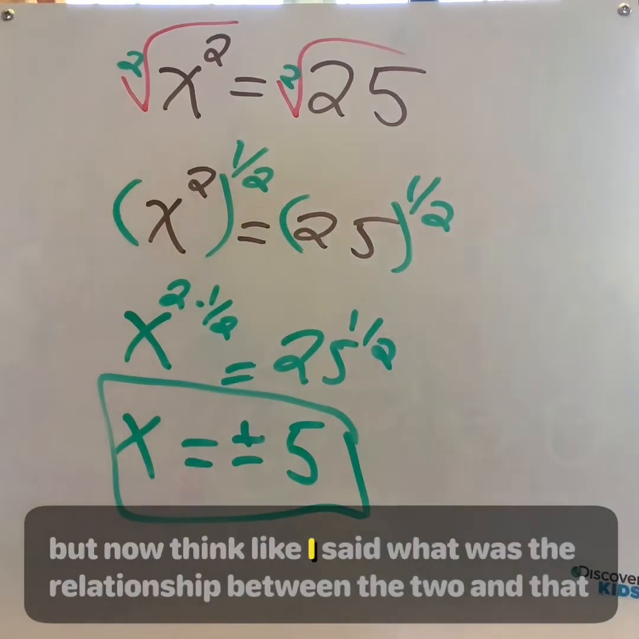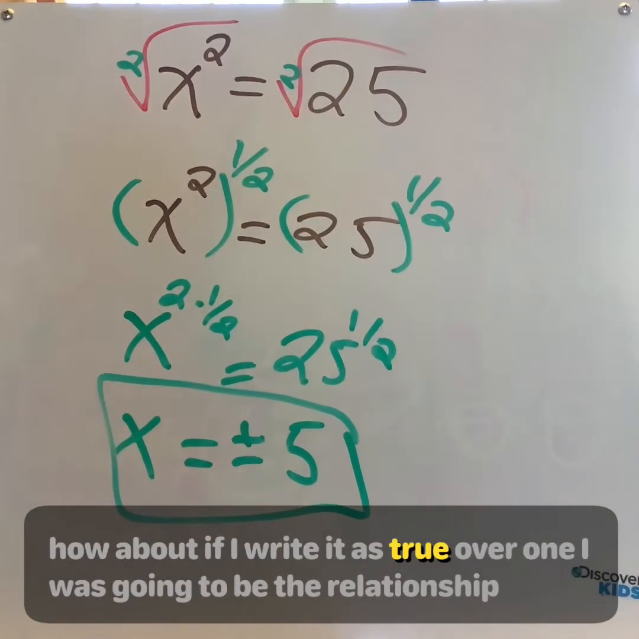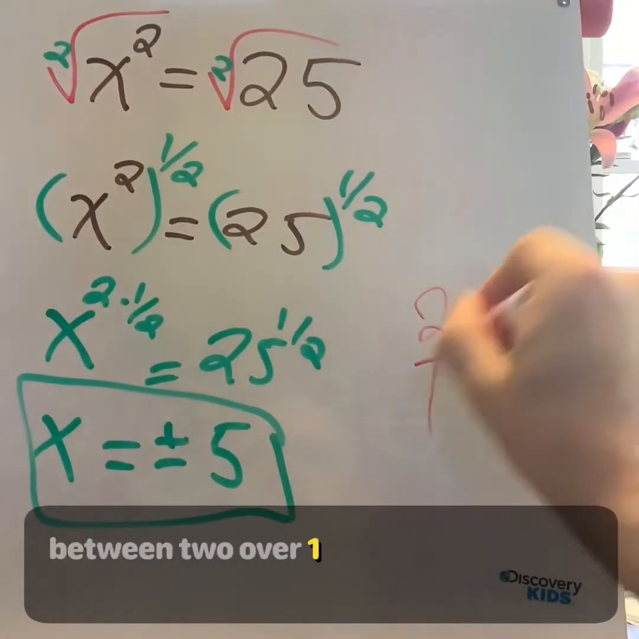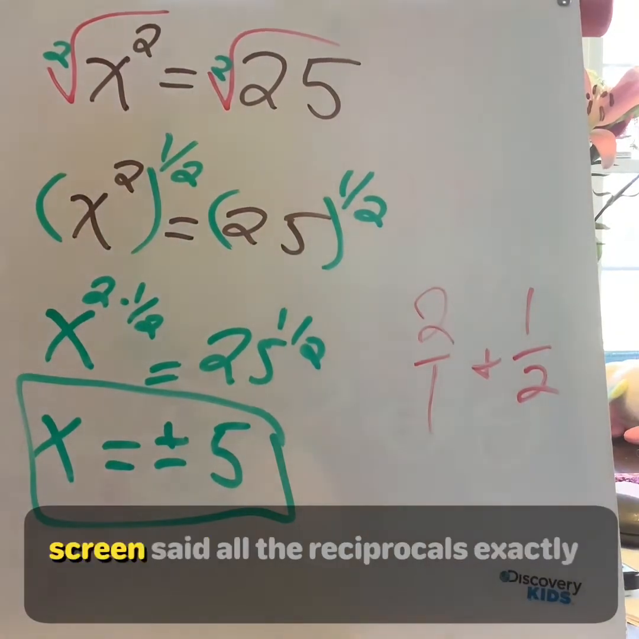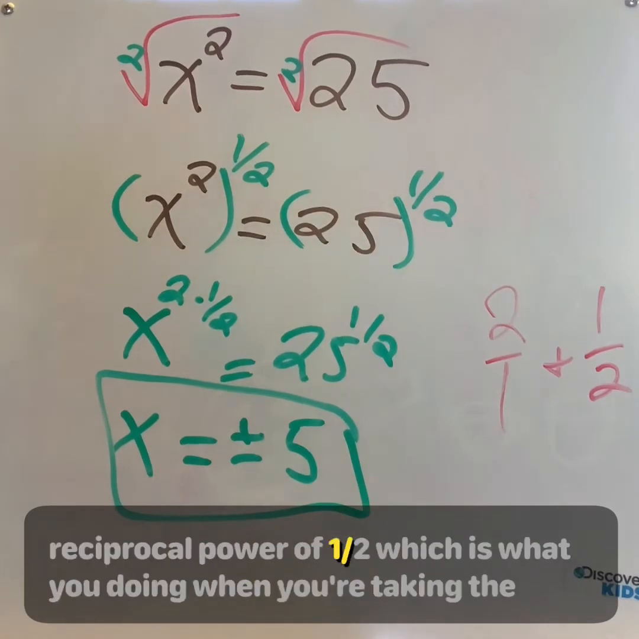But now think, like I said, what was the relationship between that 2 and that 1/2? How about if I write it as 2 over 1? What's the relationship between 2 over 1 and 1/2? What do you notice about them? Hopefully, you all just shouted at your screen and said, oh, they're reciprocals. Exactly. So in order to solve a problem that was x squared, we had to raise to the reciprocal power of 1/2, which is what you're doing when you're taking the square root.